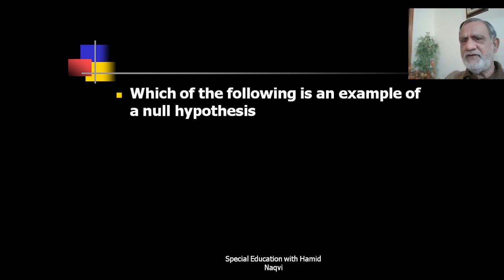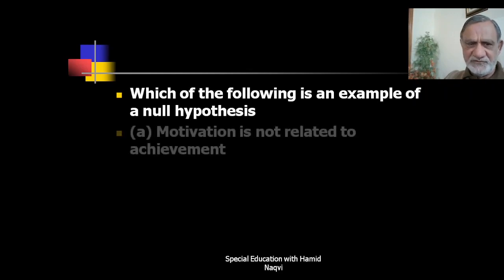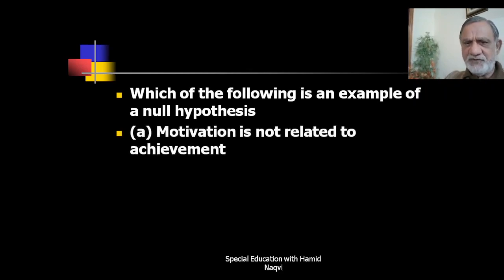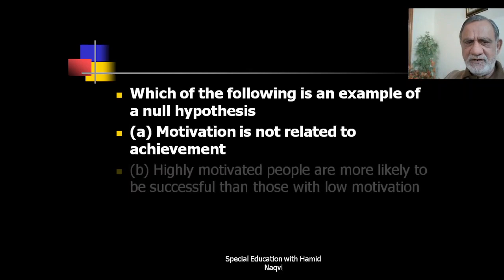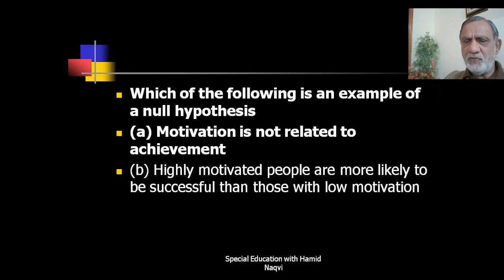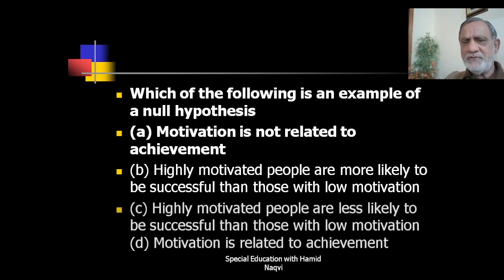Which of the following is an example of a null hypothesis? Motivation is not related to achievement. Highly motivated people are more likely to be successful than those with low motivation. Highly motivated people are less likely to be successful than those with low motivation. And the fourth one is motivation is related to the achievement. Correct is the first one, that is motivation is not related to achievement.